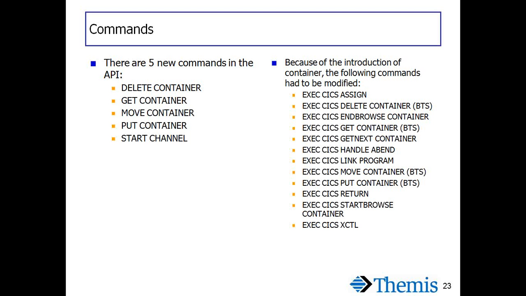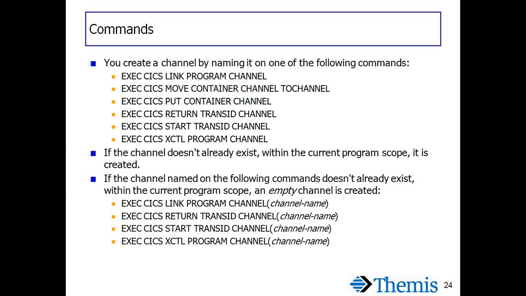On the right-hand side of the foil are all the existing commands that have been changed. ASSIGN, LINK, RETURN, and XCTL have all been changed to handle channels as opposed to passing COMMAREAs. And again, I can create the channels, as it says, by naming it on any of the commands you see there. So channels are dynamically created by programs. Nothing has to be predefined to CICS.